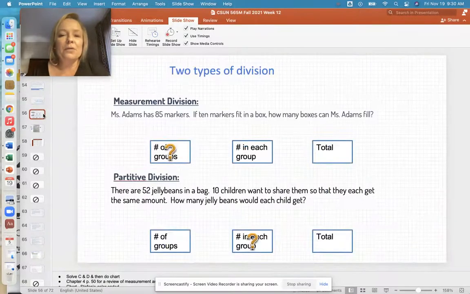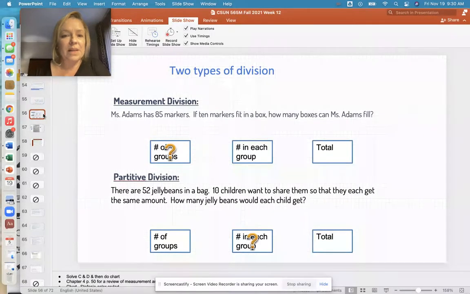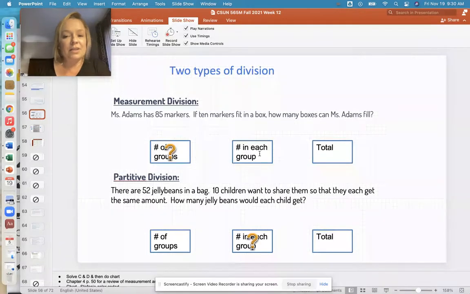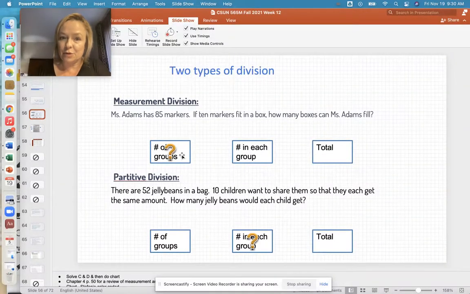All right. So if we think about two types of division and we think about the problems that we just saw Emma solve, we saw that Miss Adams has 85 markers. If 10 markers fit in a box, how many boxes can Miss Adams fill? So if we think about the boxes as a number of groups, we know the product or the total is 85. We know that there are 10 in each group, but we don't know the number of groups.